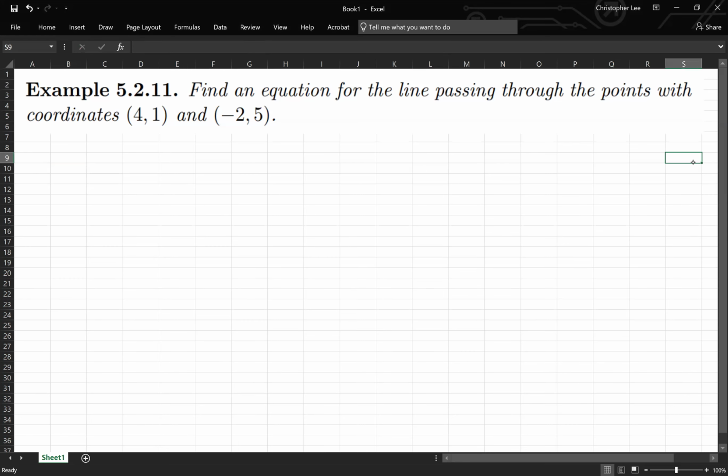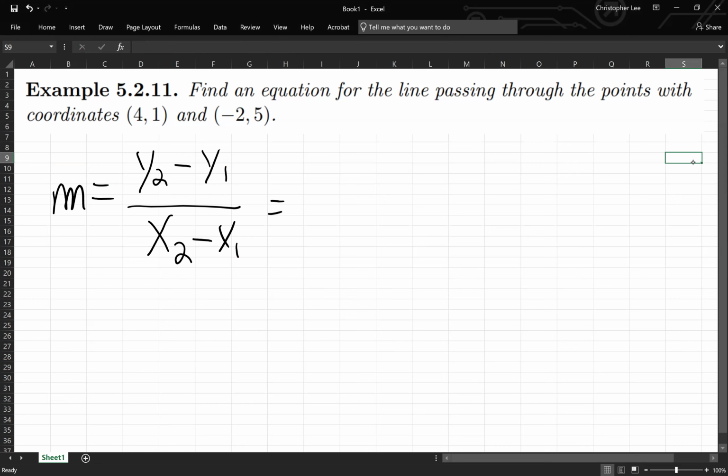All right, so m equals y2 minus y1 over x2 minus x1. Perfect. How do we know which is which? It doesn't matter. Each point is an x and a y, each one.